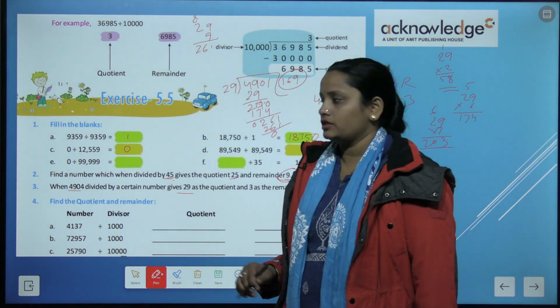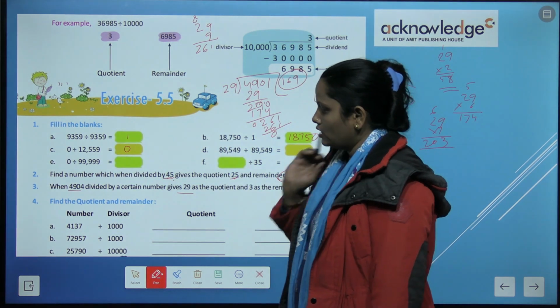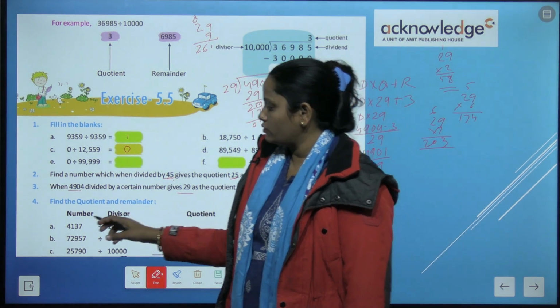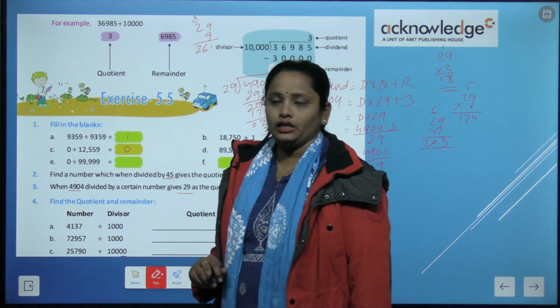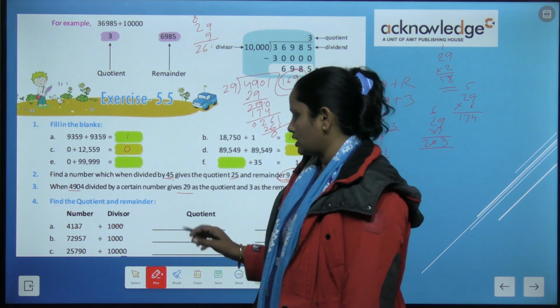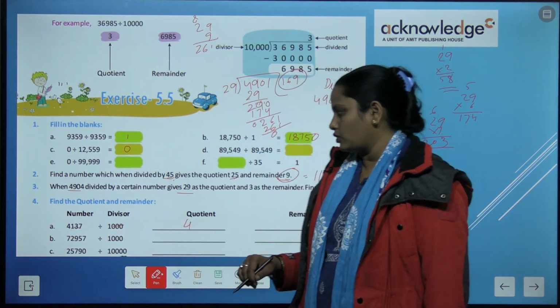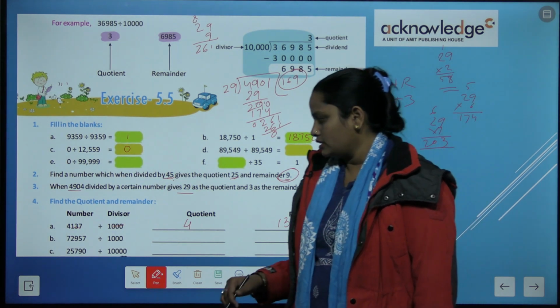Find the quotient and remainder. Question और reminder हमें दोनों find out करना है. So here the first number is 4137. इसे डिवाइड करना है हमें 1000 से. कितने जीरो हैं? 3 जीरो. सो लास्ट के 3 नंबर्स हटा देंगे. जो बचा हुआ नंबर है वो हमारा क्वेश्चन है, बाकी नंबर्स हमारा रिमाइंडर है.